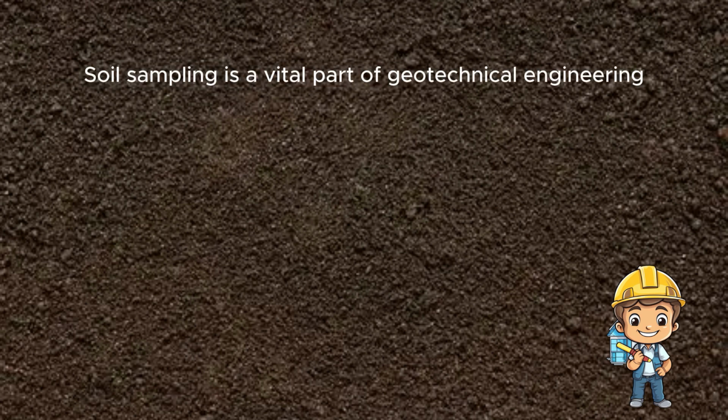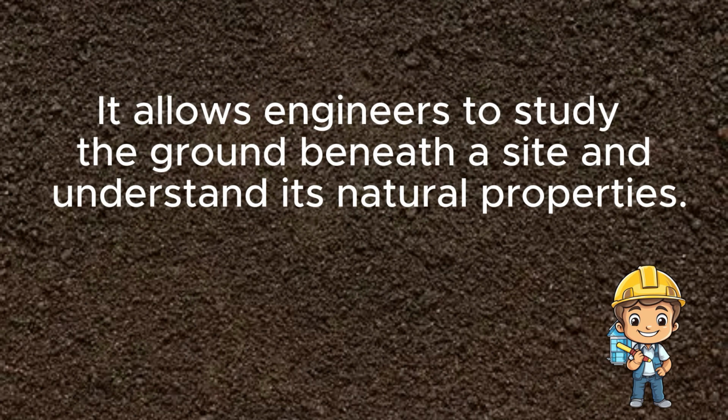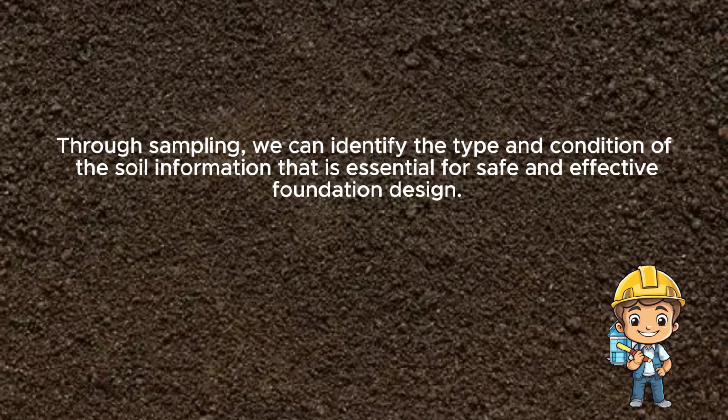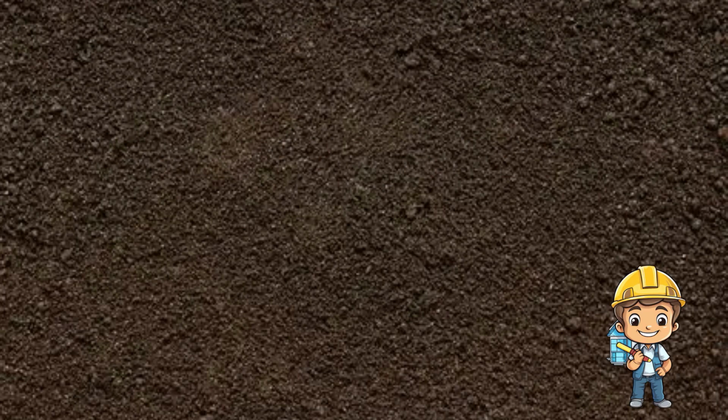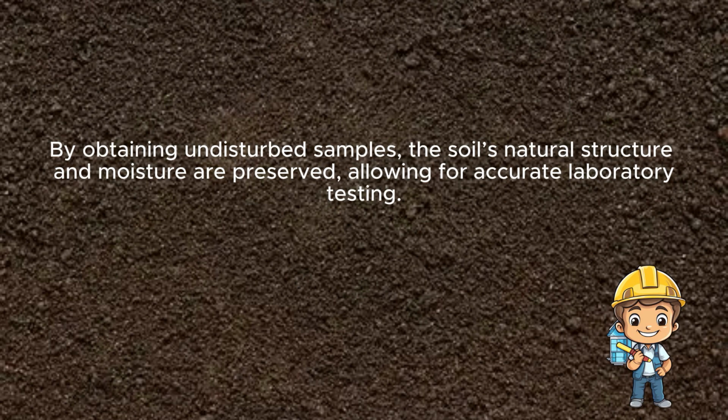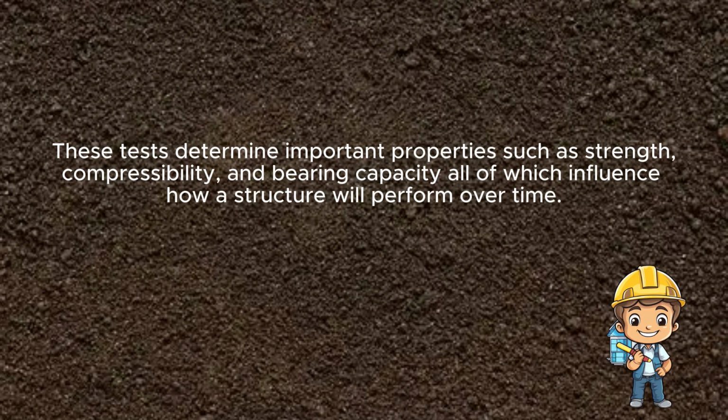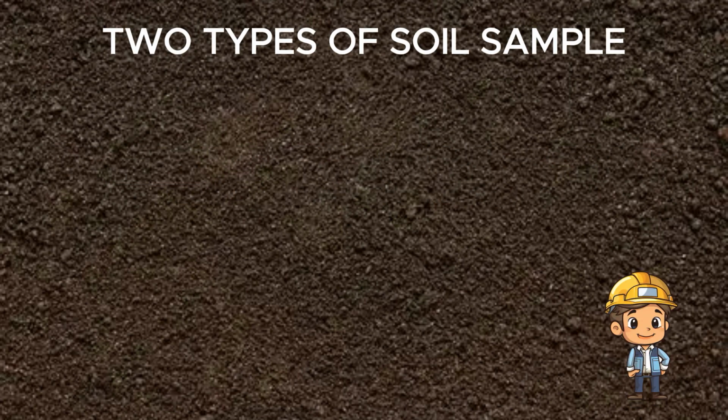Soil sampling is a vital part of geotechnical engineering. It allows engineers to study the ground beneath a site and understand its natural properties. Through sampling, we can identify the type and condition of the soil, information that is essential for safe and effective foundation design. By obtaining undisturbed samples, the soil's natural structure and moisture are preserved, allowing for accurate laboratory testing. These tests determine important properties such as strength, compressibility, and bearing capacity, all of which influence how a structure will perform over time. Two types of soil samples.